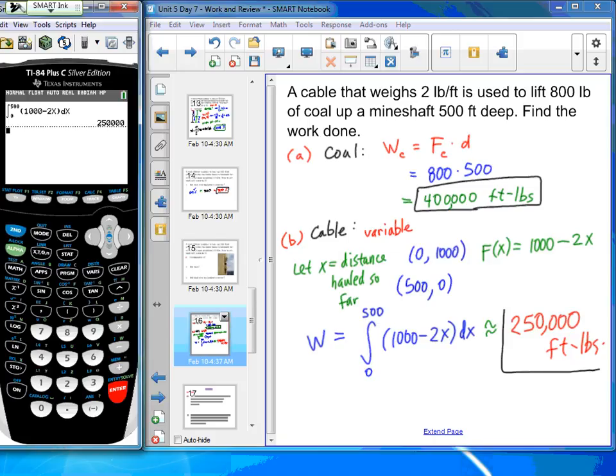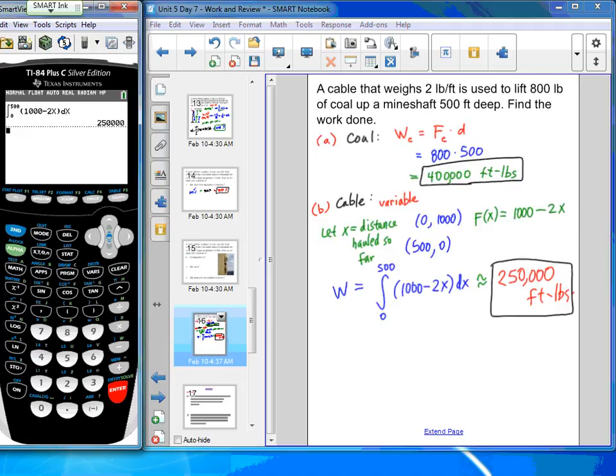Okay, so then we've got that, so we need the total. So the total work done looks like our 400,000 plus our 250,000 is 650,000 foot-pounds. Yikes. Better start working out.